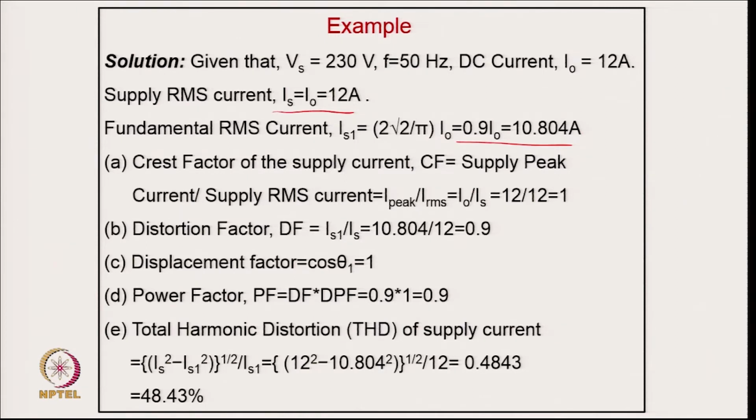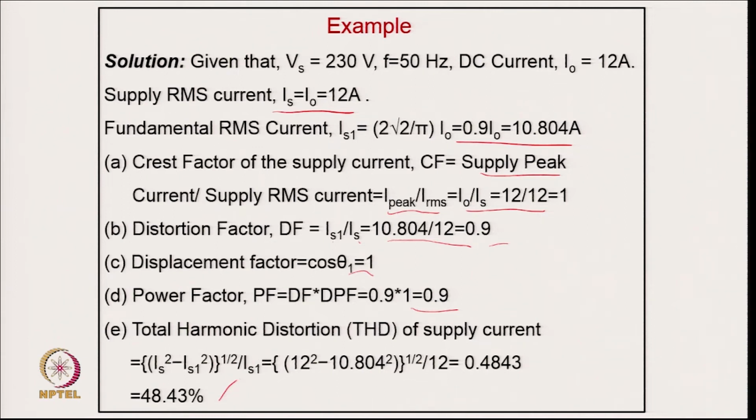So, it becomes 10.804 ampere, and the crest factor is typically peak upon RMS. Peak is here the same as 12 and RMS is also 12, so it is 1. The distortion factor is IS1 upon this, so it comes to 0.9. The displacement factor, because of the diode, is 1, as the fundamental current is in phase with the fundamental voltage. So the power factor is 0.9. This reduction in power factor from unity to 0.9 is only because of the harmonics, not because of reactive power. The total harmonic distortion, if you put the value, comes to 48.43%.